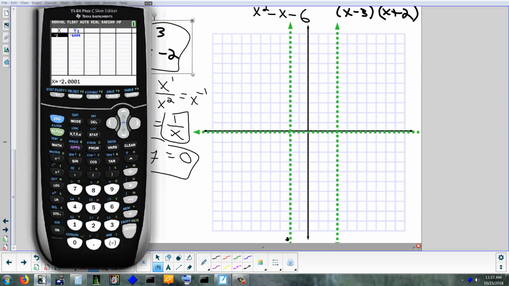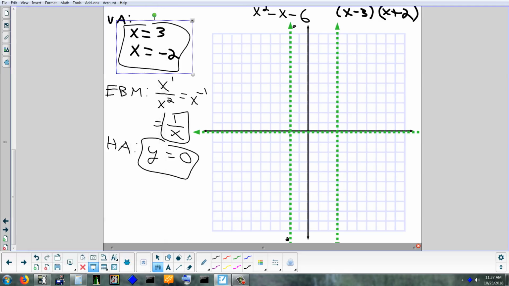Now, what would be a number that's just to the right of negative 2? Negative 1.99. Okay, we're way up. If you want to go even more, you could go 999, but hopefully you're getting the idea. You're way up at 600. So when you go just to the right, all of a sudden, way up there.